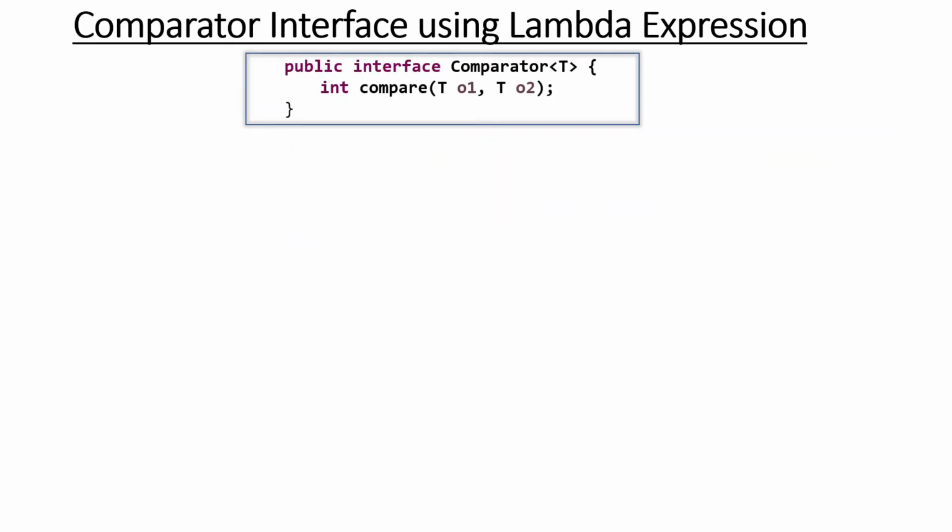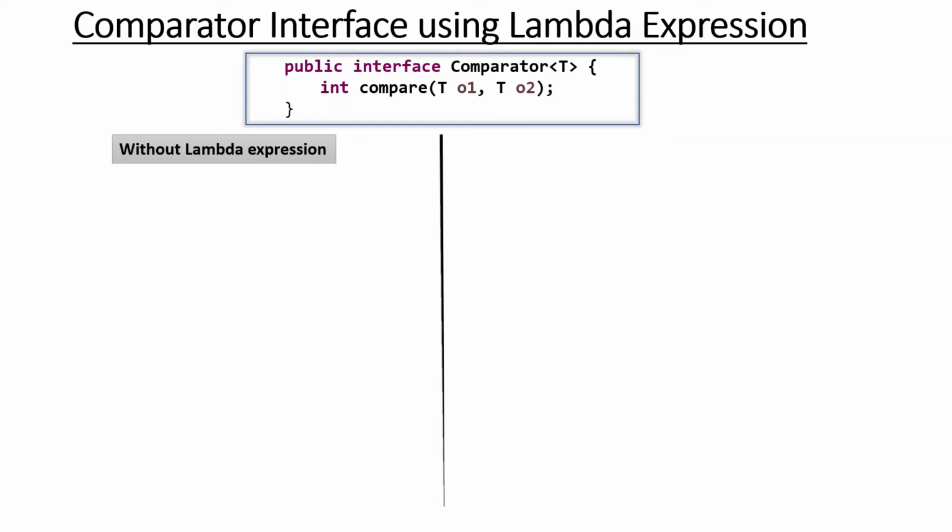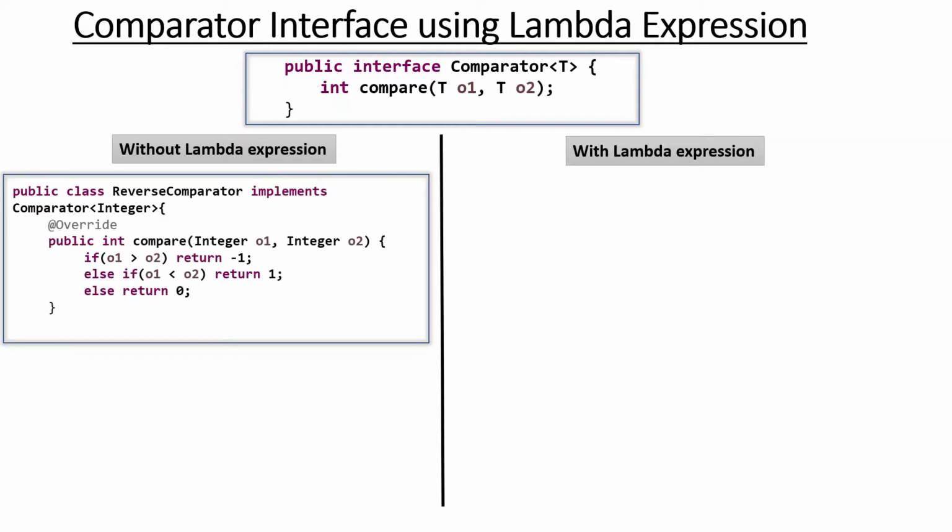So here you can see the syntax of comparator interface. What we'll do is we'll forget that we have any concept like lambda expression. So tell me, how will you provide the implementation of this interface in Java 7 without knowing the lambda expression? So here you will provide a class that will implement this interface, and this class will provide the definition for the method which is present inside the comparator interface. So your code will look something like this.